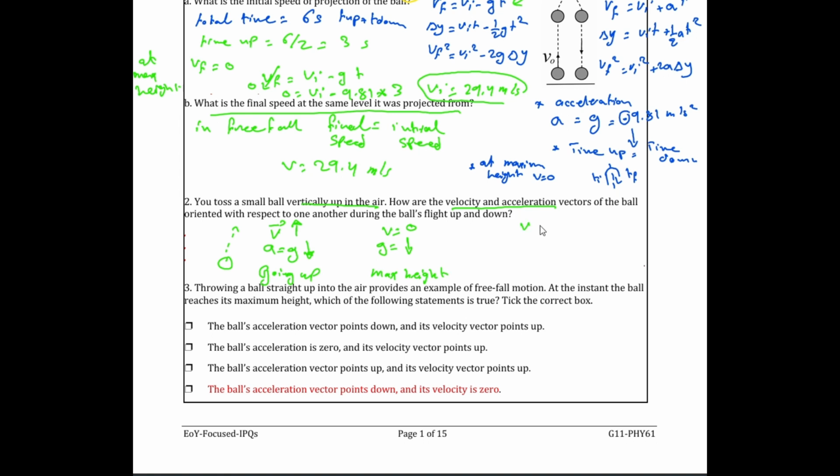Coming down, the velocity vector points downwards because the ball is moving down, and the acceleration, which is g, should again always point down. So this is how we solve this part. We can say that velocity changes along with the direction of the ball's movement, but acceleration will always point downwards.